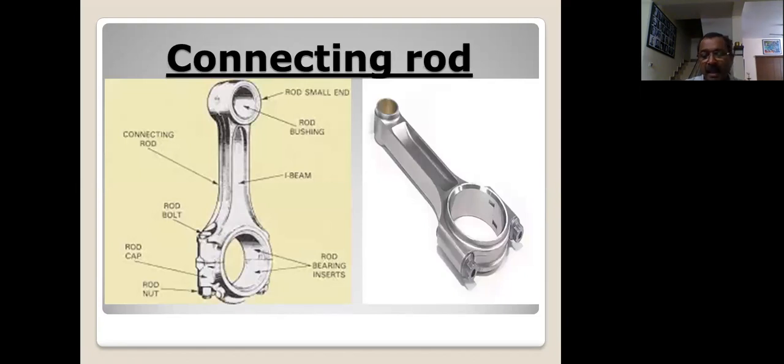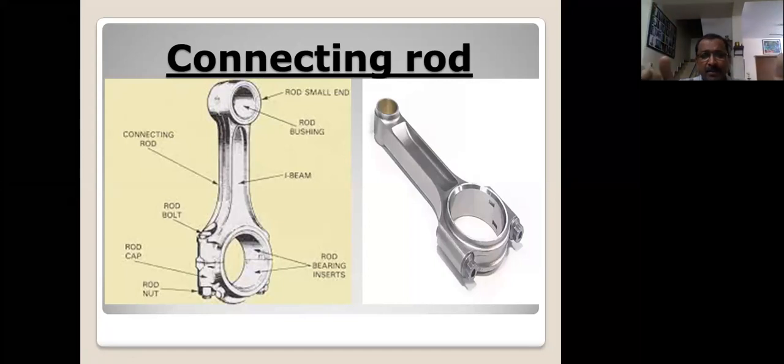So the piston and crankshaft are joined together by this design. It's a connecting rod. This top portion, which we call the small end, will be connected to the piston. It's actually a single piece of construction, and we will connect it to the piston like that.